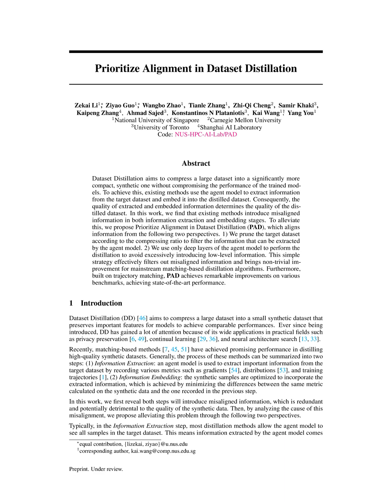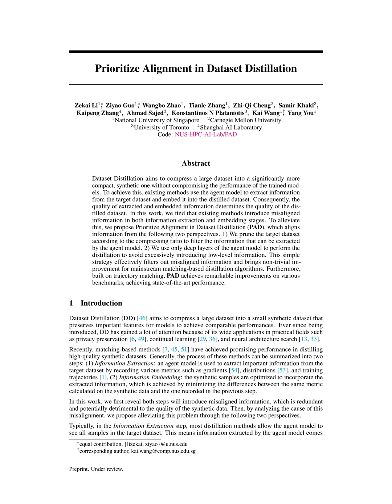The experiments indicated that filtering out misaligned information during both the information extraction and information embedding steps significantly improved the quality of the synthetic datasets, as evidenced by the enhanced performance metrics reported. Specifically, PAD's approach of selectively using deep layer parameters for distillation and employing a data scheduler to align sample difficulty with the compression ratio led to more effective learning and representation of high-level features.